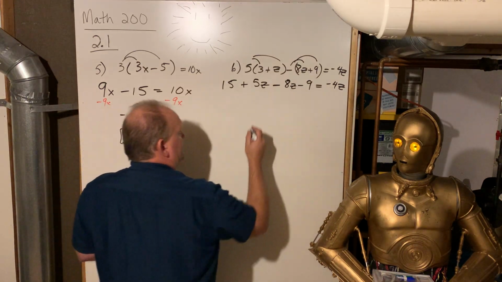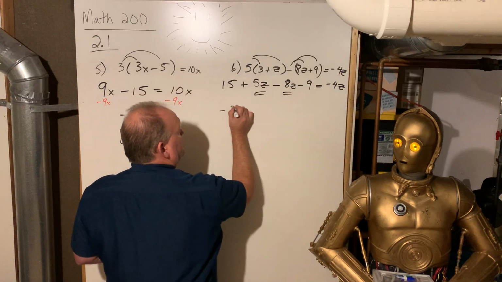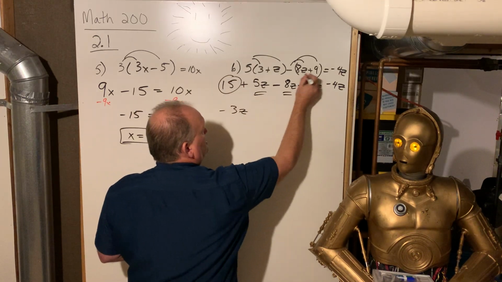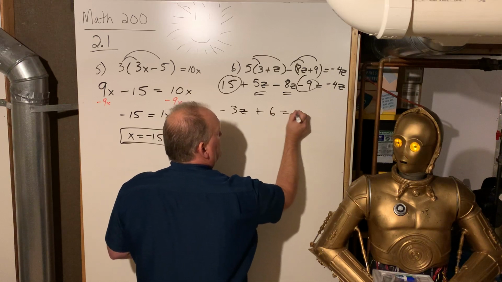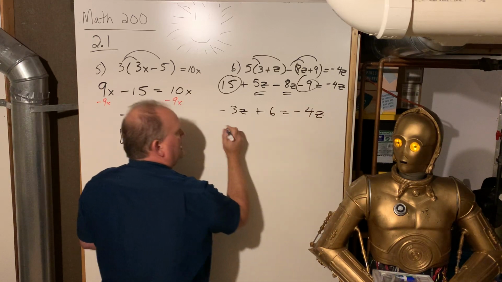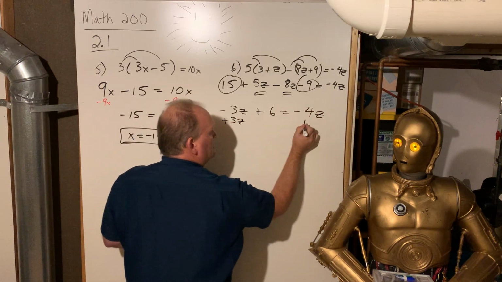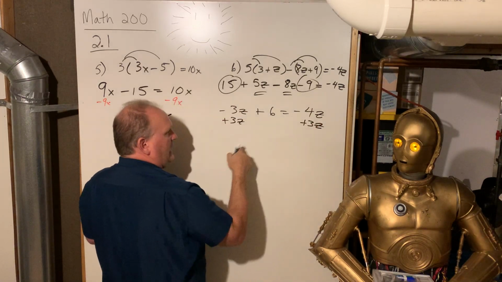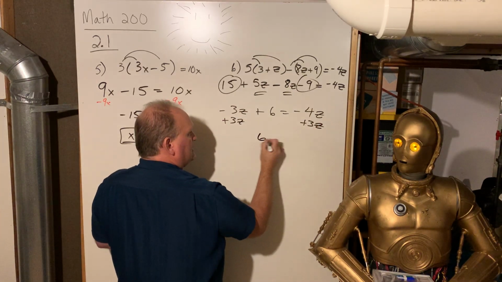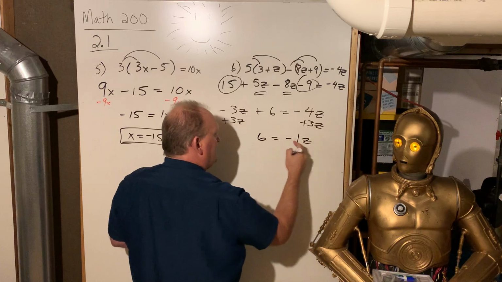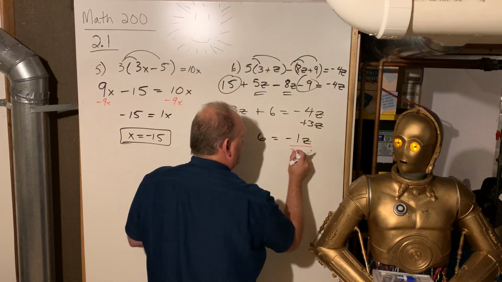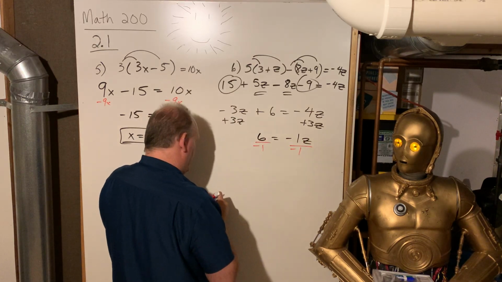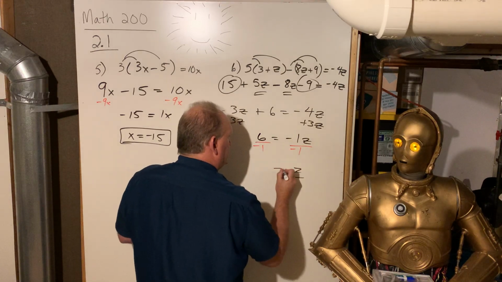So now we combine like terms, we get negative 3z. We combine like terms, we get plus 6, negative 4z. Again, we're going to get the z's over to one side. So I add 3z, I get 6 is equal to negative 1z. I don't want negative 1, so I divide both sides by negative 1. Z is equal to negative 6.